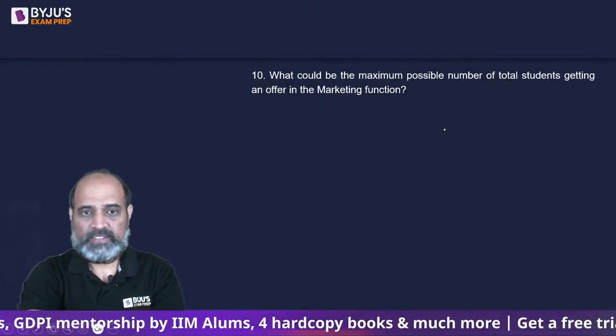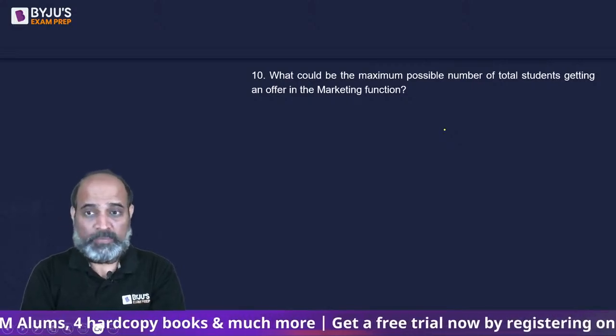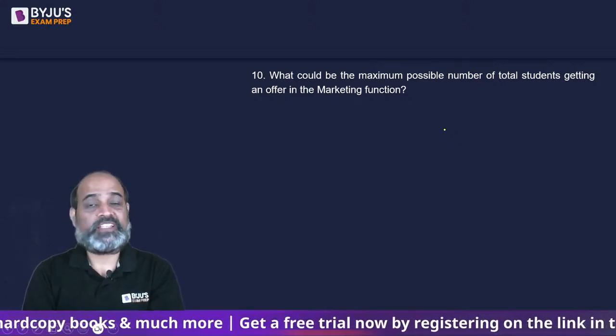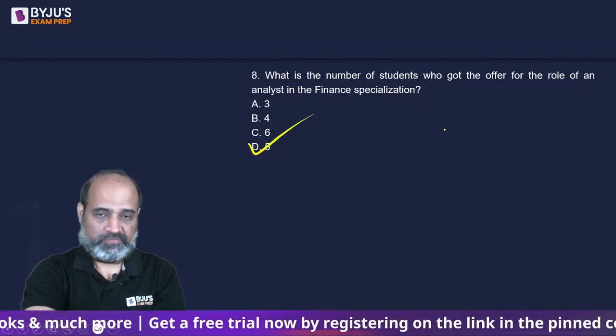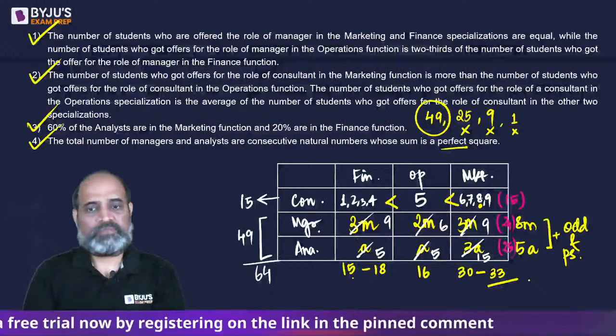8 is the answer. Next is, what could be the maximum possible number of total students getting an offer in the marketing function? We have to maximize the marketing column. 33?